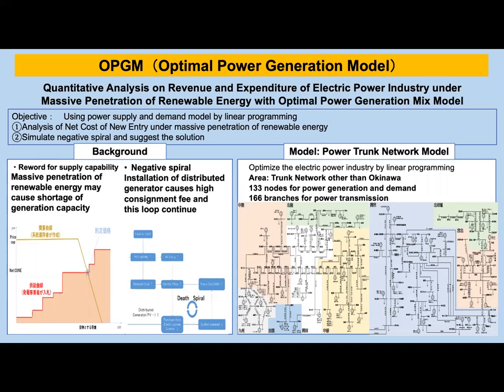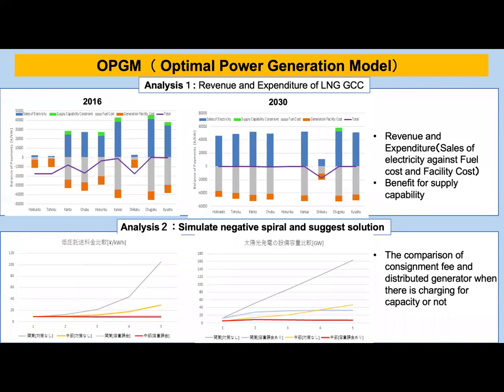Next slide. Using OPGM, these kinds of concerns can be quantitatively analyzed or solutions can be suggested. The profit and loss or benefit for capacity to back up the intermittency of renewable energy can be analyzed. There are other ways to use OPGM, such as charging for capacity to avoid negative spiral. Using OPGM, we can estimate the future electric industry and suggest a solution. That's all for explaining OPGM.